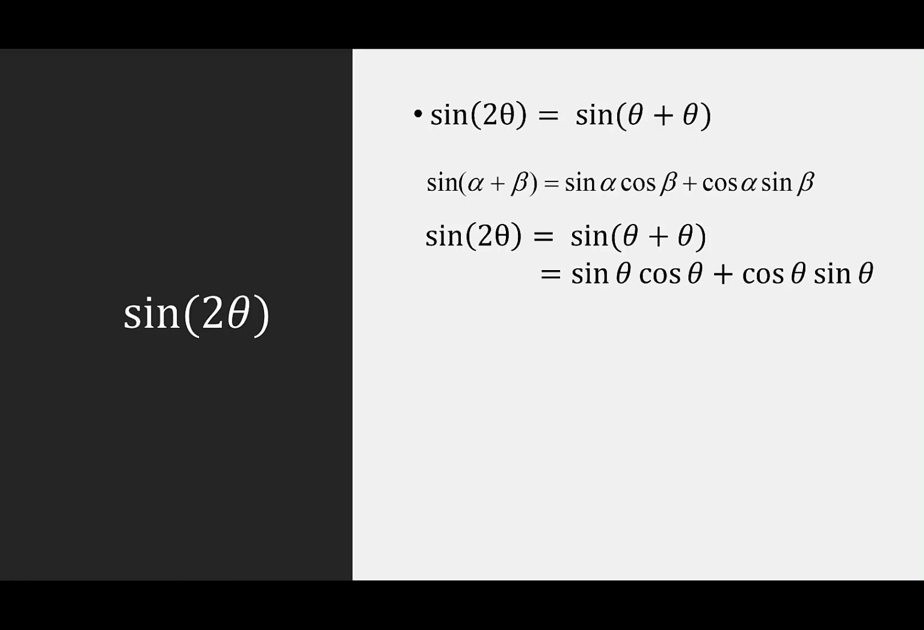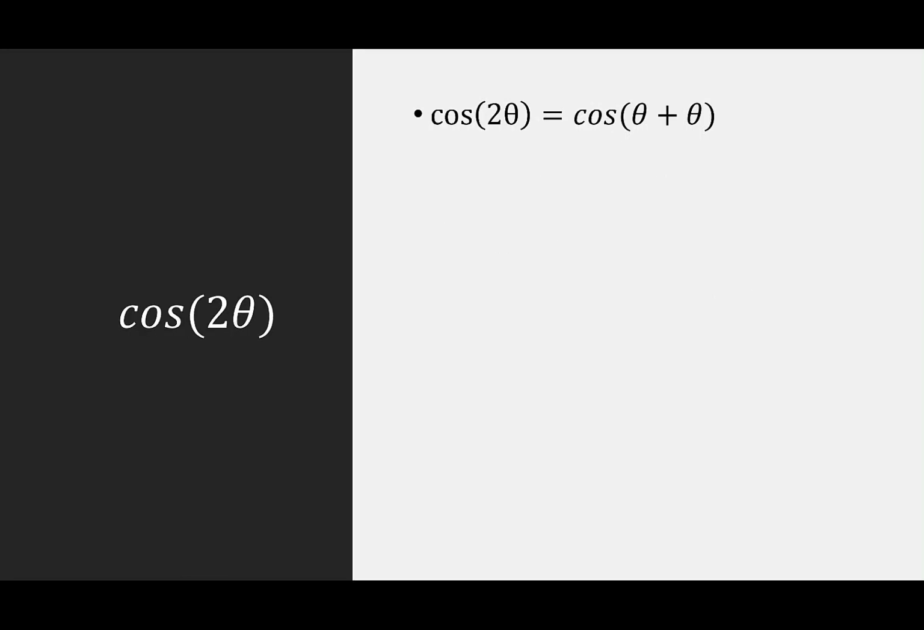But because order isn't important when we look at multiplication, sine theta cosine theta is the same as cosine theta sine theta. That means we can simplify the sine of 2 theta to be 2 sine theta cosine theta. Let's repeat that for cosine.